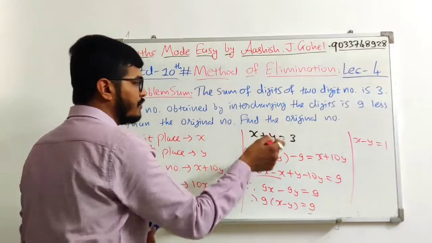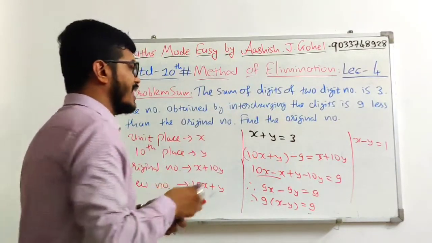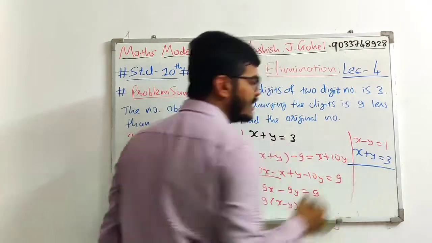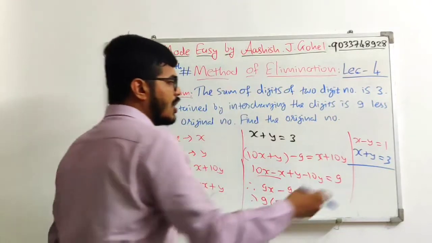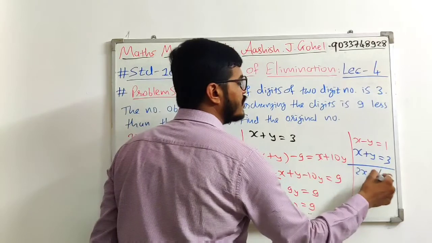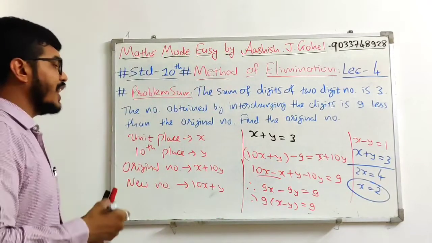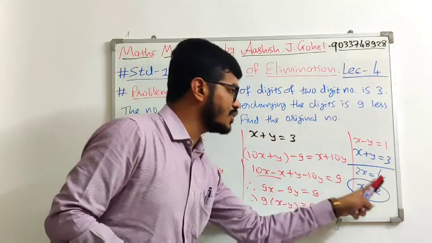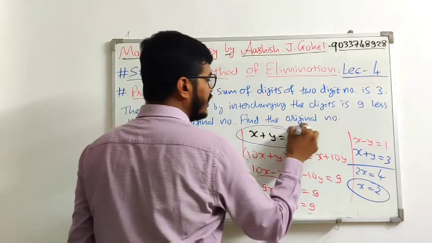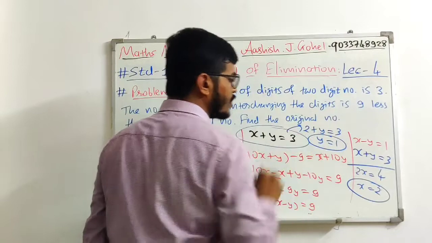Okay, now we need to solve this with the help of this method. So it is very simple now. If I put this equation over here, no need to multiply or divide with any number. Here already if I add these two directly, then this will get cancelled. So 2x is equal to 4 and x is equal to 2. Now if I put this value x is equal to 2 over here in this equation, then the value of y will become 2 plus y is equal to 3. So y is equal to 1.